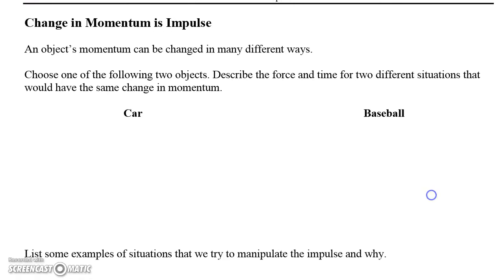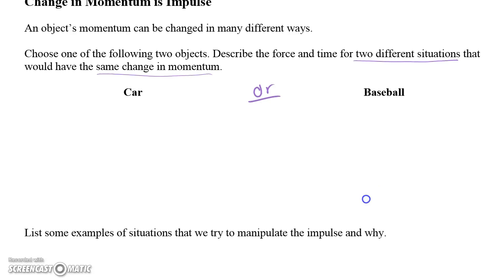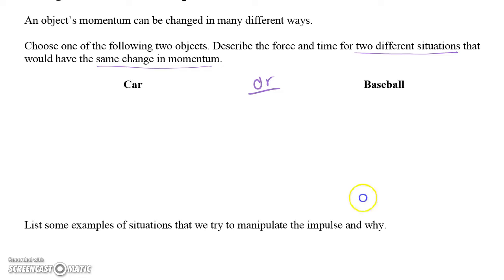So in terms of this part of the notes, we're actually going to do this in class. So if you want to think ahead of time, choose one of the two: a car or a baseball. Think of two situations that have the same change in momentum, and think about how the force and time are then different in those situations. But we'll go through that in class.